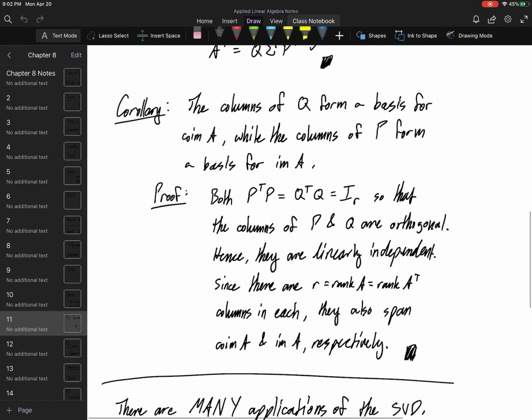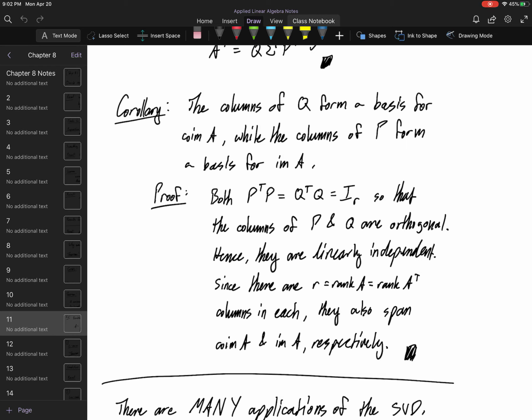So, second corollary is that the columns of Q form a basis for the co-image of A, but the columns of P form a basis for the image of A. Kind of interesting that that holds up. So that means that Q is going to be really helpful for us in figuring out least squares problems, because I know that my minimum length solution to a system that has infinitely many solutions is going to be a unique vector that lives in the co-image of this matrix.